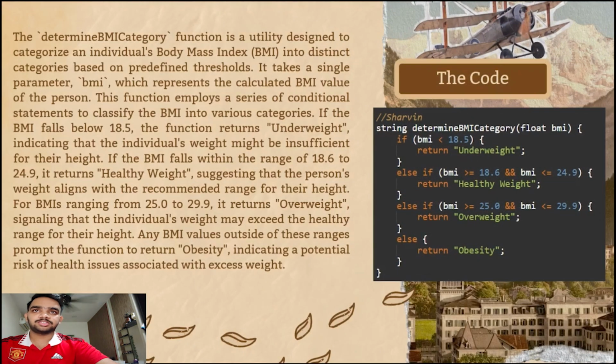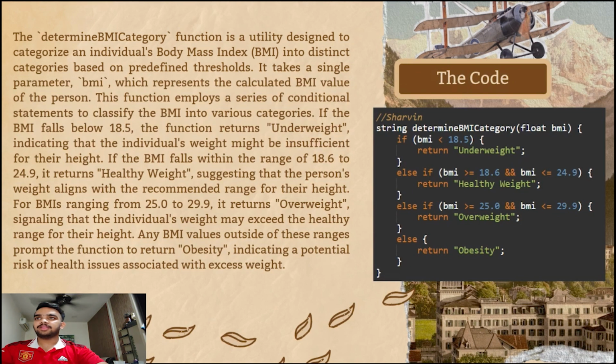This is our second function. String determineBMICategory, float BMI in bracket, open the curly bracket. If the BMI is less than 18.5, it will return underweight. Else if BMI is more than or equal to 18.6 and BMI is less than or equal to 24.9, it will return healthy weight. Else if BMI is more than 25.0 and BMI is less than or equal to 29.9, it will return overweight. Else it will return obesity.